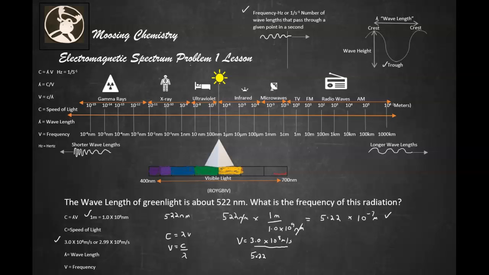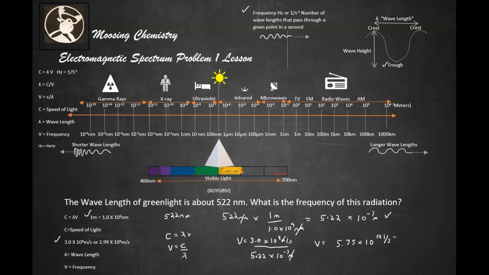So we're going to get 5.22 times 10 to the -7 meters, right? Okay, so now our meters are going to cancel out just like that, and our frequency is going to equal 5.75 times 10 to the 14, 1 over s, or s to the -1.